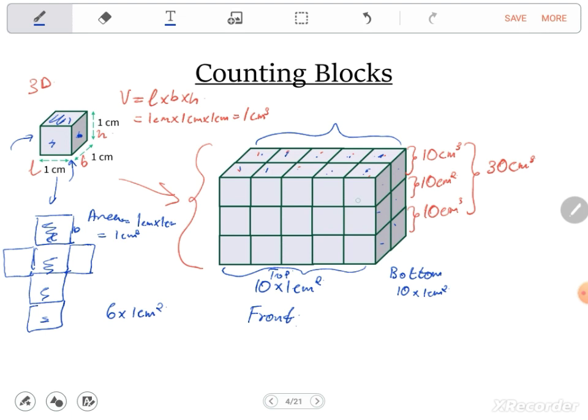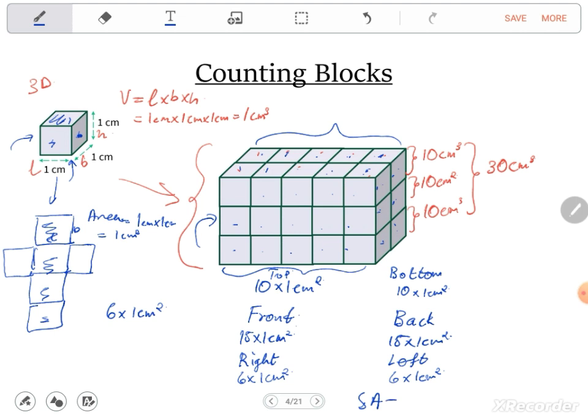The front will have how many blocks? 1, 2, 3, 4, 5, 6, 7, 8, 9, 10, 11, 12, 13, 14, 15. So it will be 15 times 1 centimeters squared, and the back will be the same, which is 15 times 1 centimeters squared, all right? And the right-hand side, which we can see, it has 1, 2, 3, 4, 5, 6 blocks, so it will be 6 times 1 centimeter squared, as well as the left-hand side, this one here, will have 6 times 1 centimeters squared. All right, so basically that's what we will have here.